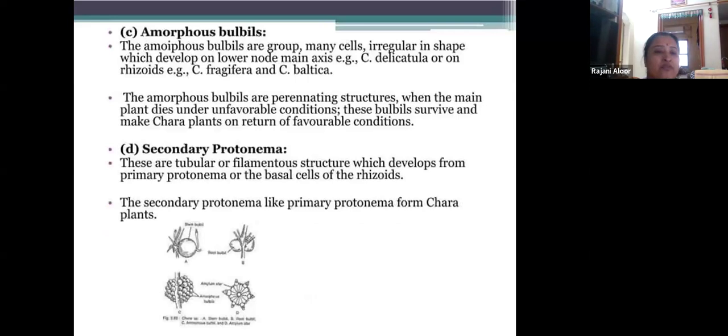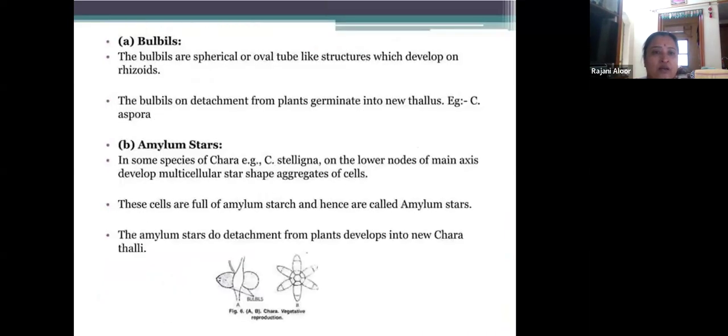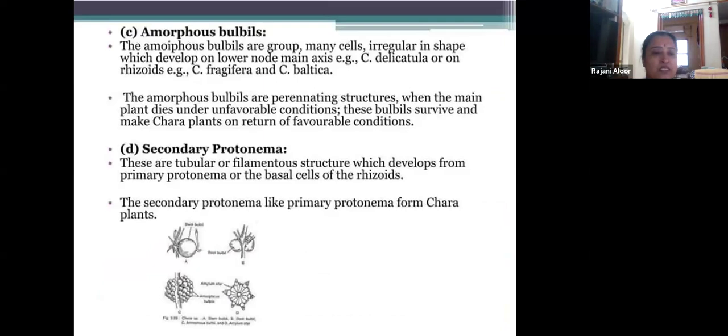Next, coming to the second one, secondary protonema. Secondary protonema are tubular and filamentous structures which develop from the primary protonema, and this one from the basal cells of the rhizoids. And next, coming to another one, bulbils, amylum stars. Next one, amorphous bulbils.